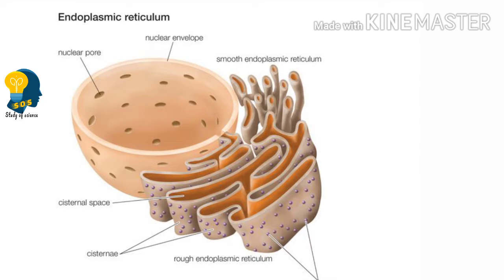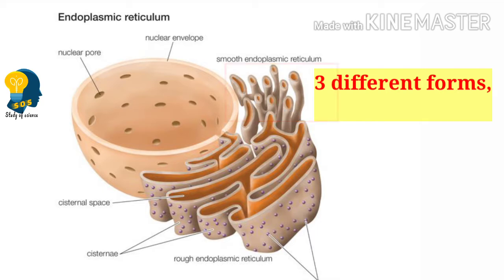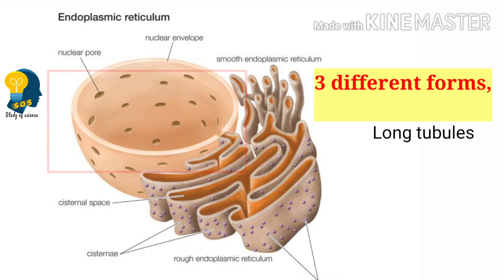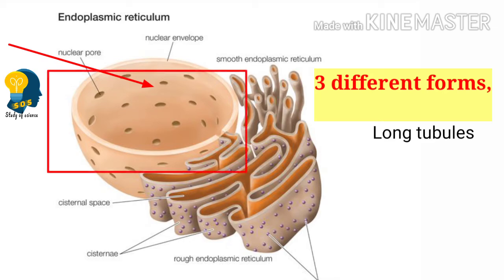The endoplasmic reticulum occurs in three different forms. The first form looks like long tubes. You can see here the tube-like structures. These are called long tubules of the endoplasmic reticulum. The next form is vesicles. Vesicles look like bag-like structures. So this is another form of the endoplasmic reticulum.